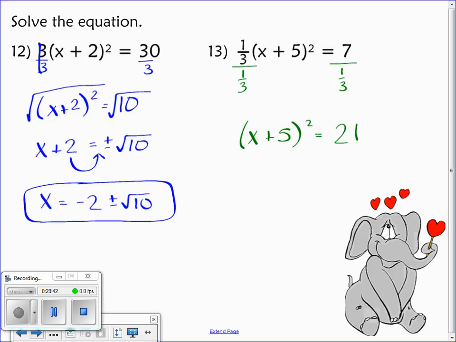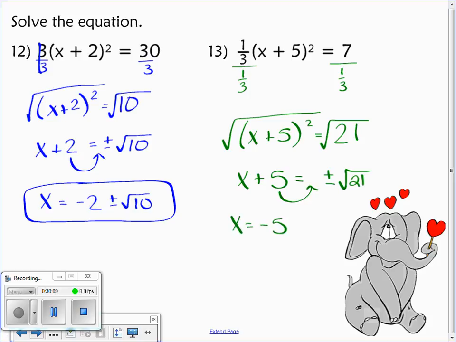Then what? Square root. Square root of x plus 5 squared? X plus 5. Square root of 21? Plus or minus radical 21. Be careful there, don't lose those radicals. X by itself, negative 5, right? I have to subtract the 5, plus or minus radical 21, and I'm done.